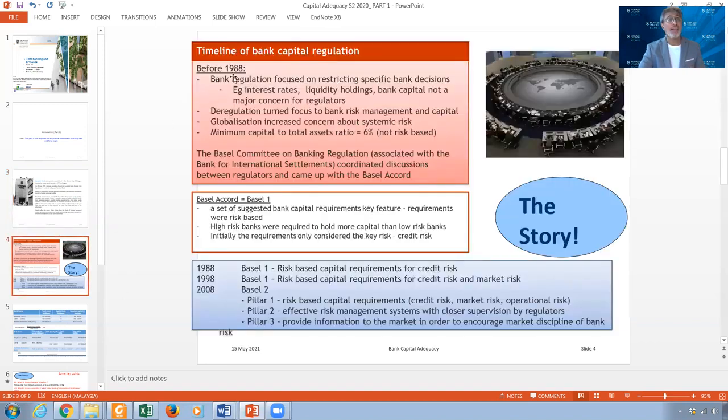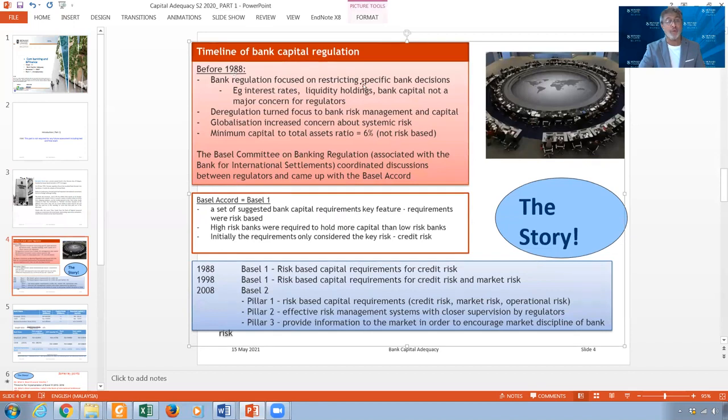And if you want to look at the story, it started here. There was nothing before Basel I started. And then they came with Basel I, as I told you, risk-based assets for credit risk in 1988. And then in 1998, after 10 years, they added the market risk. And then when Basel II came, they had three pillars. Pillar one was about this equation of calculating the risk-weighted assets, which includes credit risk, market risk, and operational risk. In pillar two, they talk about the management, which has no calculations, but what you should do in the management so you can decrease the risk.